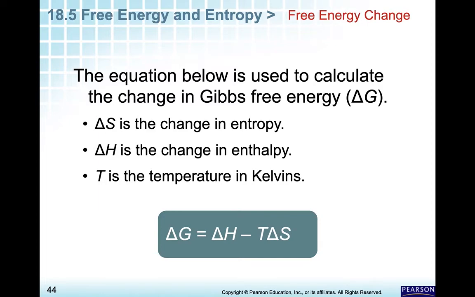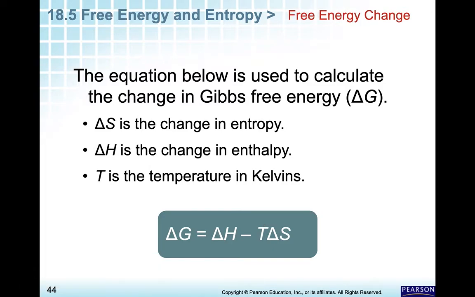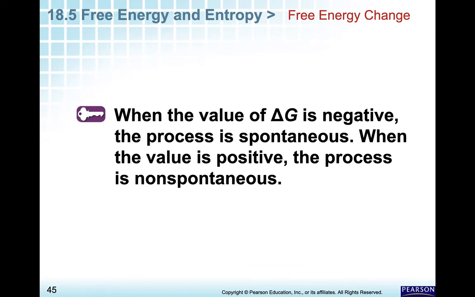If we calculate delta G and we get a negative value, we know that that process is spontaneous at the temperature we calculated. If we get a positive value, then we know that that reaction is non-spontaneous at the temperature that we calculated. And so that's this key idea here that I just said. To get a spontaneous reaction, we're looking for a negative value for delta G.